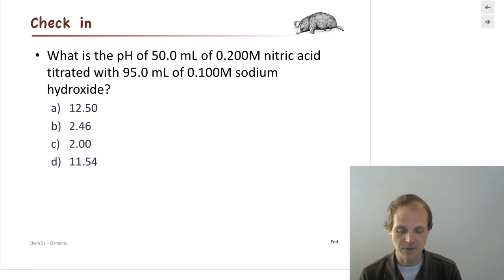Your turn to try to figure out a point on that curve, or a point on a similar curve. What is the pH of 50 milliliters of 0.2 molar nitric acid titrated with 95 milliliters of 0.1 molar sodium hydroxide?